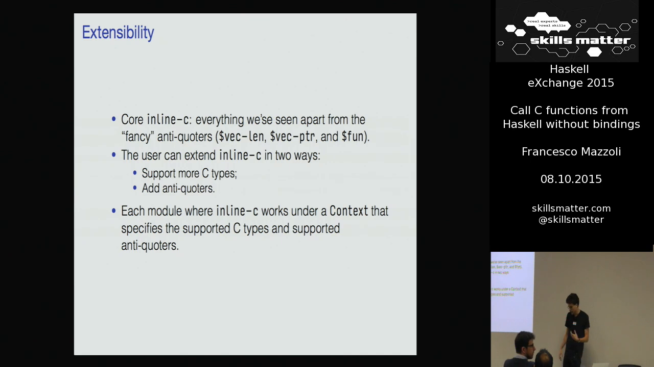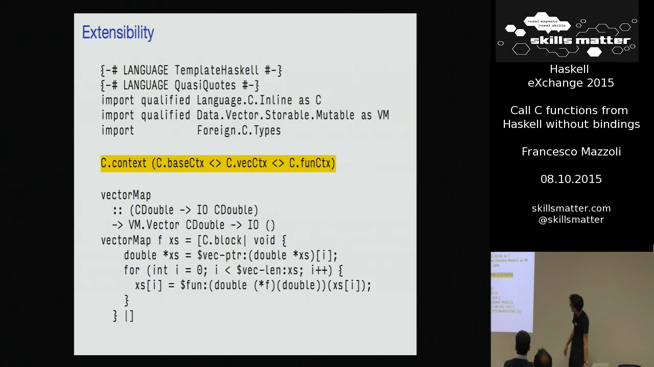And each module where you use inline C has a context where you specify which addition you're using. It's sort of like language pragmas in Haskell. You're basically saying, I need to add support for these types, and I need to add support for this anti-quoter, and you specify it at the top level, as we will see now. So in the example before, this will be a full Haskell file. I mean, it probably compiles. I haven't tried. But it shows all the elements that you need to make things work.